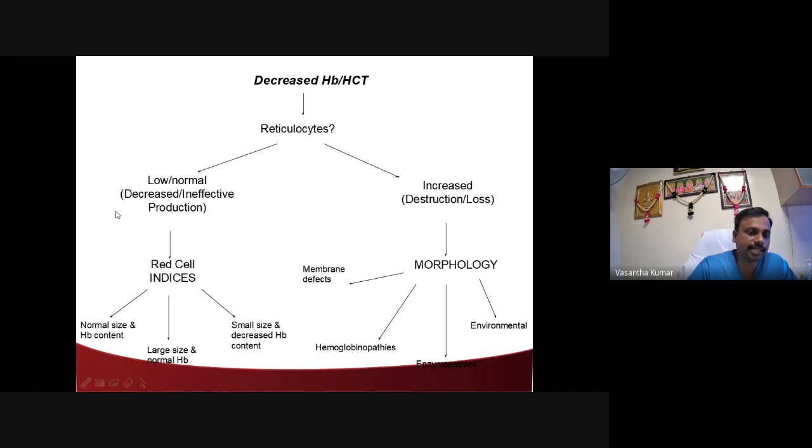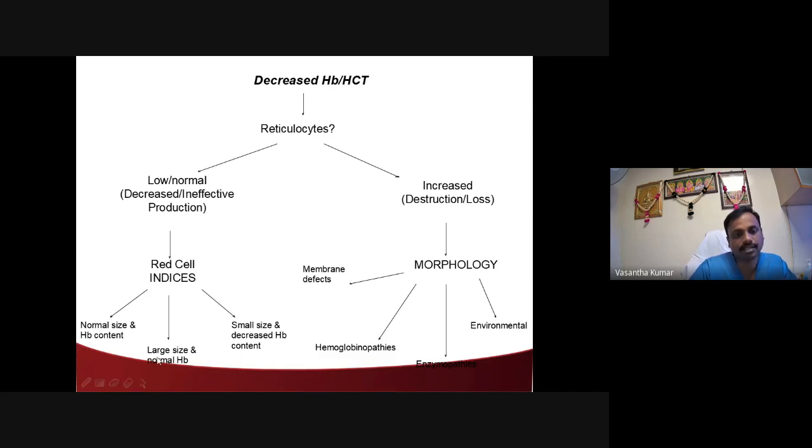Then check the red cell indices. Like two things I already told: one is quantitative and another is qualitative. In the quantitative, you will see hemoglobin, hematocrit, and RBC count. And in the qualitative, you will see MCV, MCH, and MCHC. Based on the MCV, you check whether the size is normal, and the hemoglobin content. So it is called normocytic, normochromic anemia.